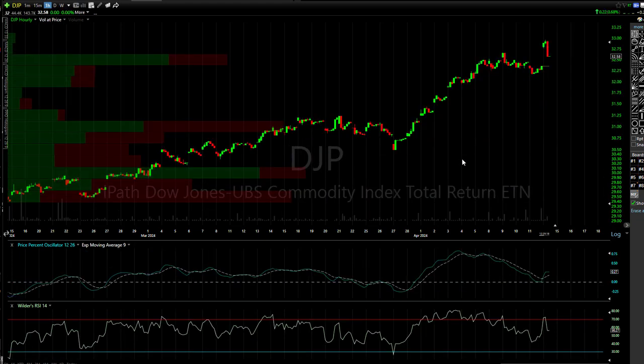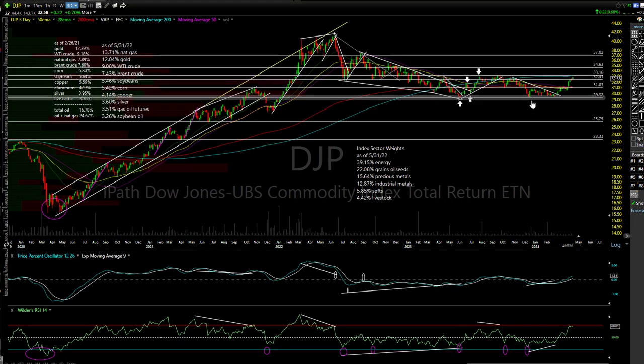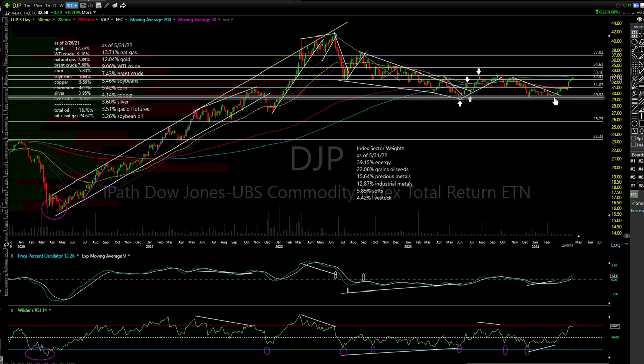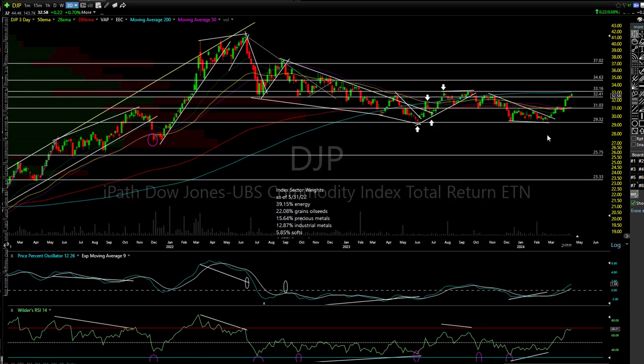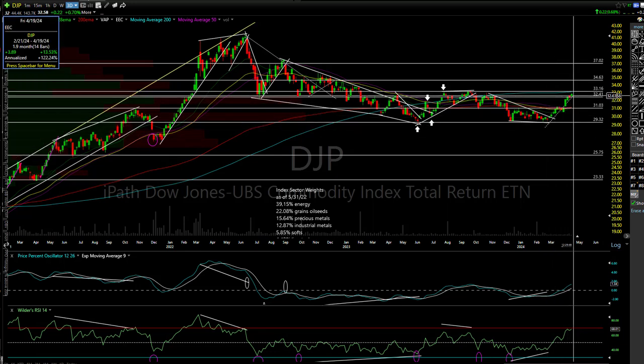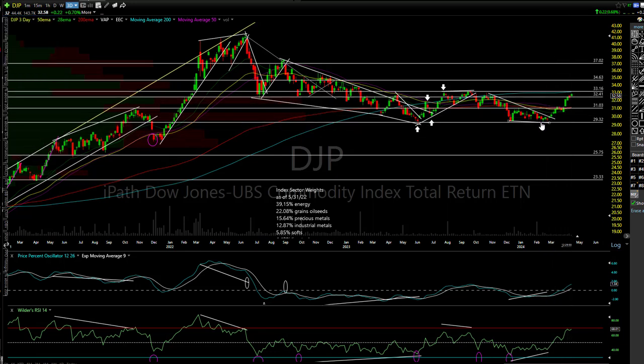DJP, broad-based commodity ETN, highlighted last time as an objective long here. It's 29.32 support and/or breakout above the trend line. And so while the stock market's been going nowhere for this same period, really since mid-February or so, this has been nothing but net, going straight up in DJP.